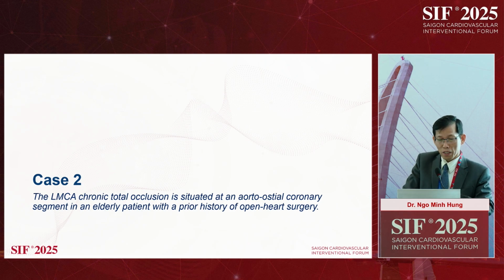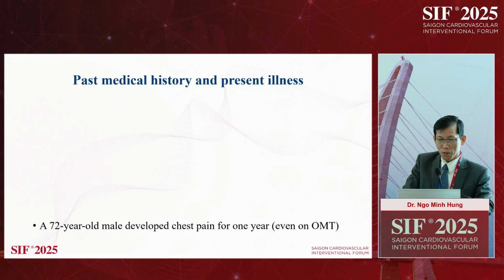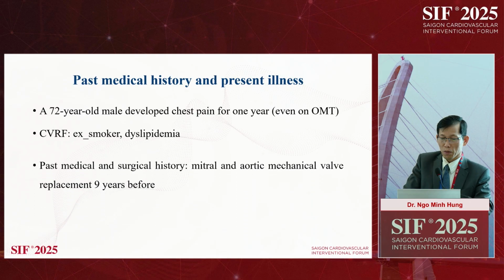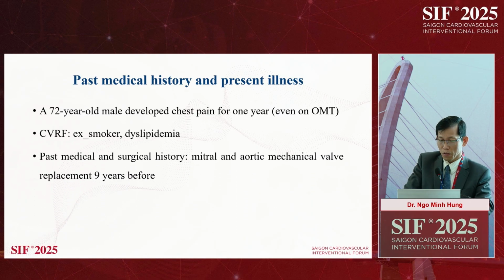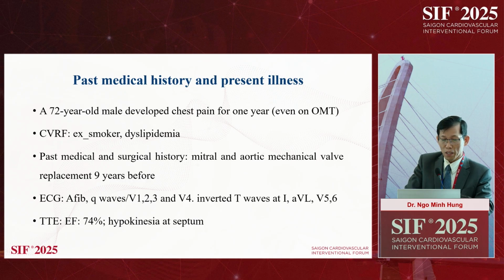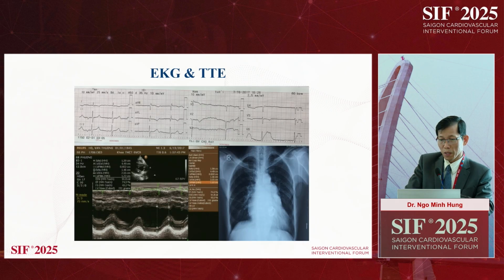So the second case, I think I already presented some time, and then I just put it into this one. A 72-year-old gentleman developed chest pain, one year up to now, on optimal medical treatment. The cardiovascular risk factors are dyslipidemia and smoking. Past medical history is that he had a double valve replacement 9 years ago. He now has AFib also, and the ejection fraction is quite good, but hypokinesia at the septum.